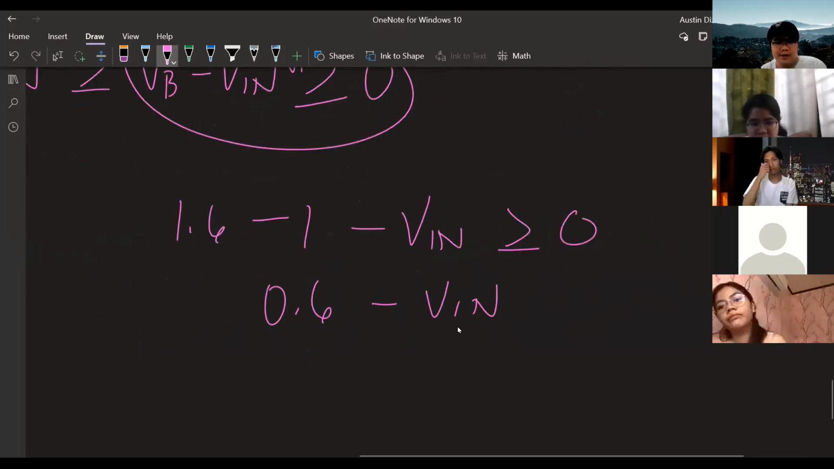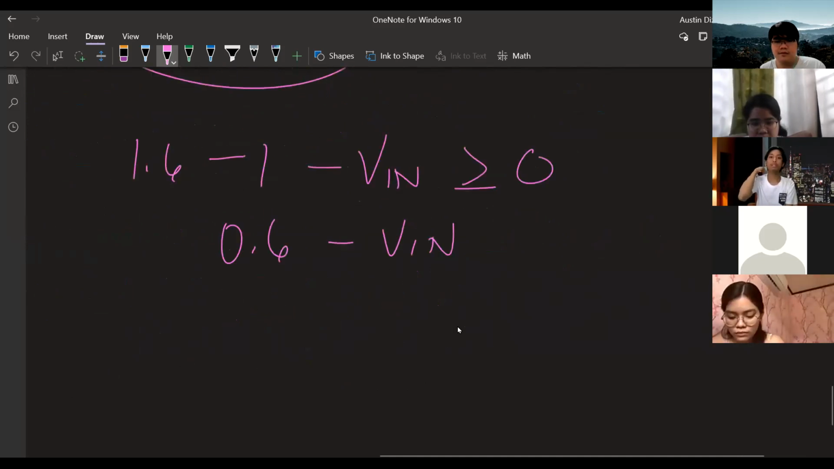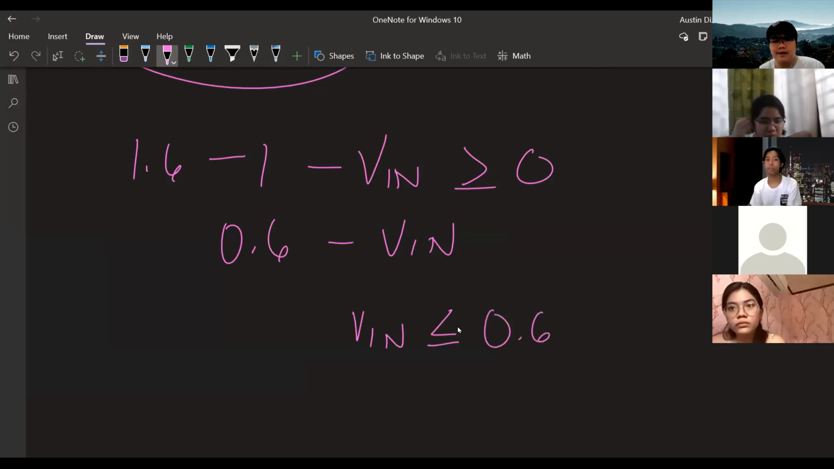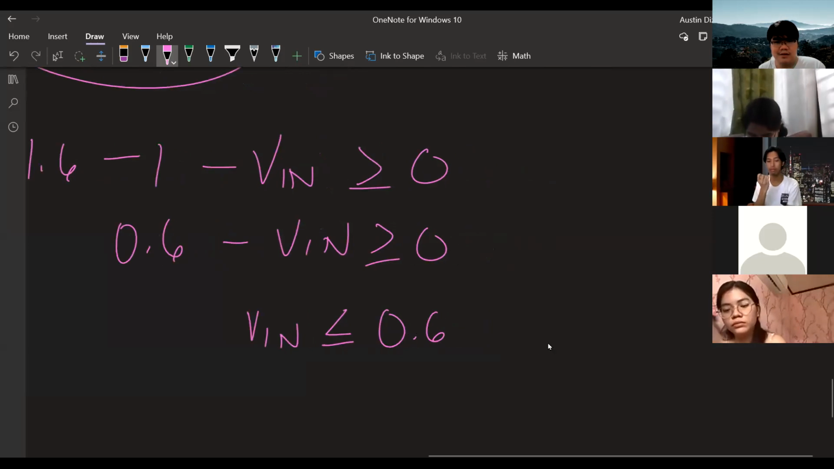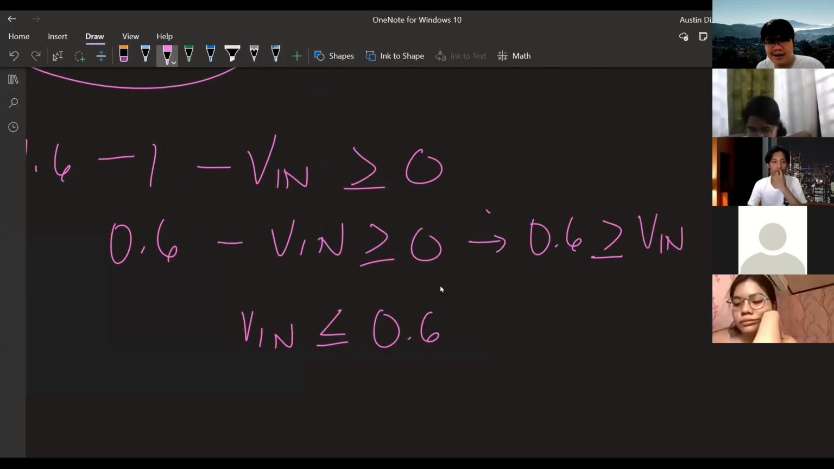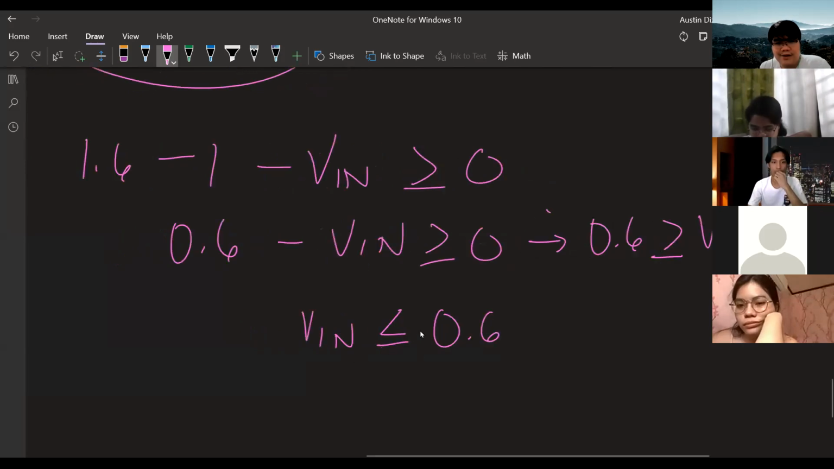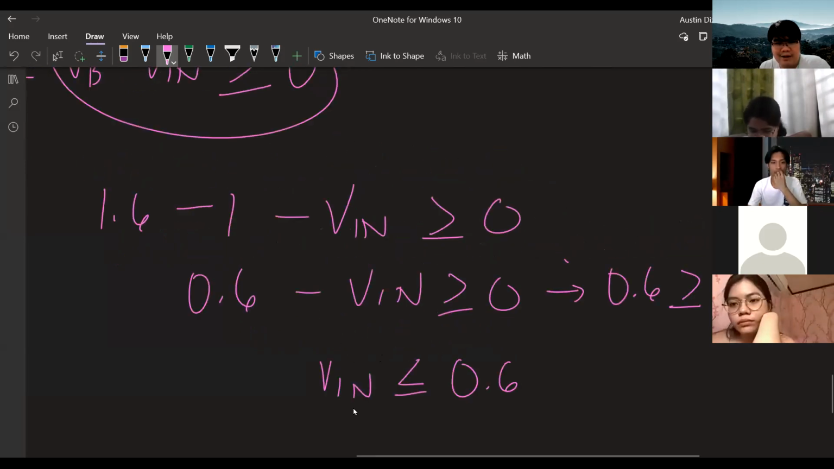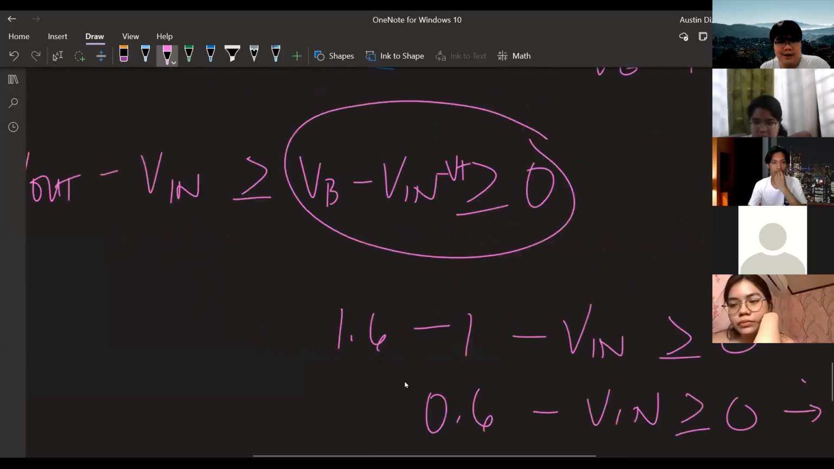Therefore, Vin must be less than 0.6. Okay? So, lipat mo lang si Vin. Mas binaliktad ko lang naman. 0.6 greater than Vin. Okay? So, ganito rin yun. Baliktarin mo lang. Okay, so nakuha na natin yung upper bound ng Vin. Hanapin naman natin yung lower bound. So, next naman would be, gagamitin ko to.